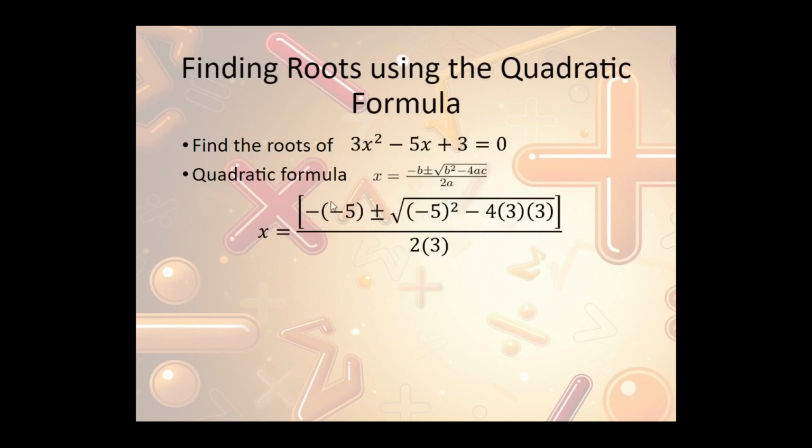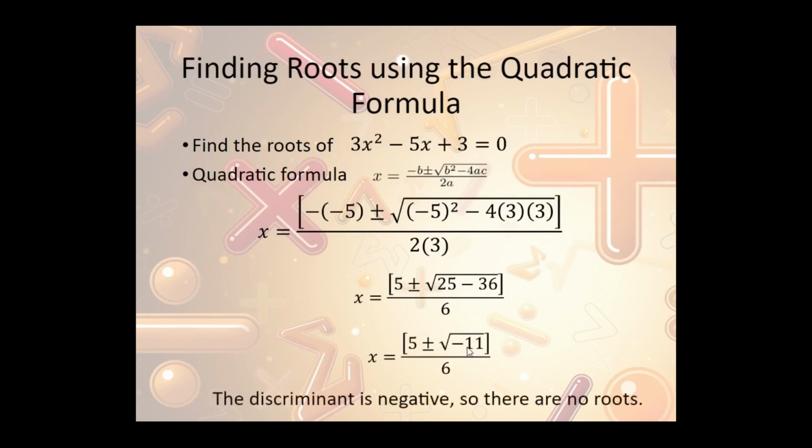And when we simplify that, negative 5 is positive 5. Negative 5 squared is just 25. And then negative 4 times 3 is negative 12, times 3 is negative 36. And then 2 times 3 is 6. So we end up with 5 plus or minus the square root of 25 minus 36 over 6. Well, what we should notice is when we combine these, we end up with negative 11. Going back to our idea of a discriminant, we know that if there is a negative under the radical, there are no roots. So in this case, we would just say there are no roots, or no solutions.